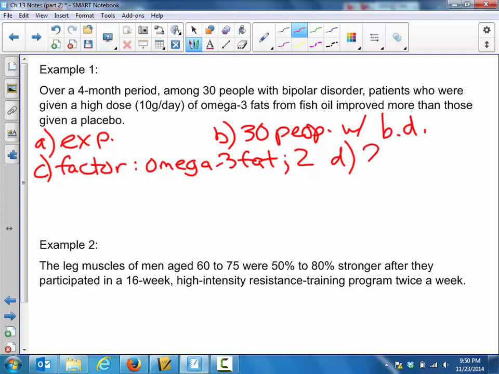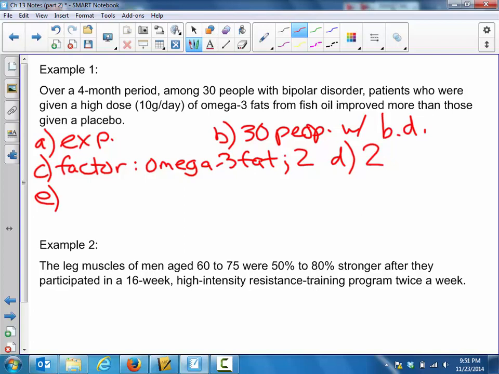Well, that in this case lines up really easily with the levels of the factor. Okay, you've got 2 treatments. You either receive the omega-3 fats or you receive the placebo. Okay. E, they want to know, I think it's the response variable. Yeah, response variable measured. Okay.